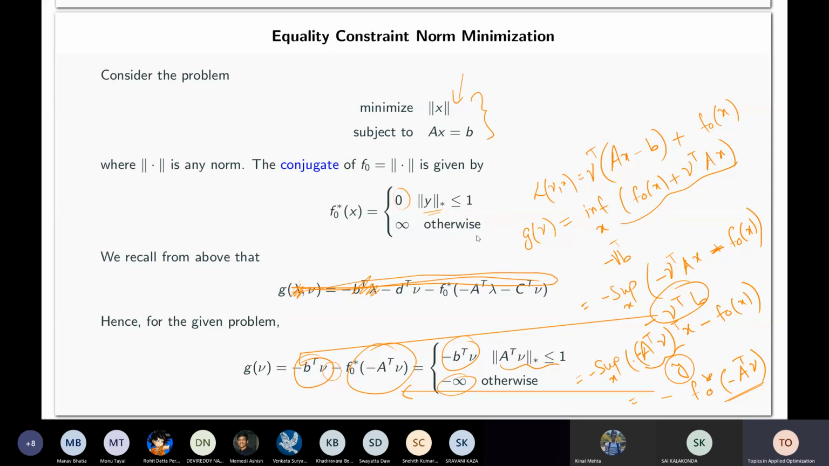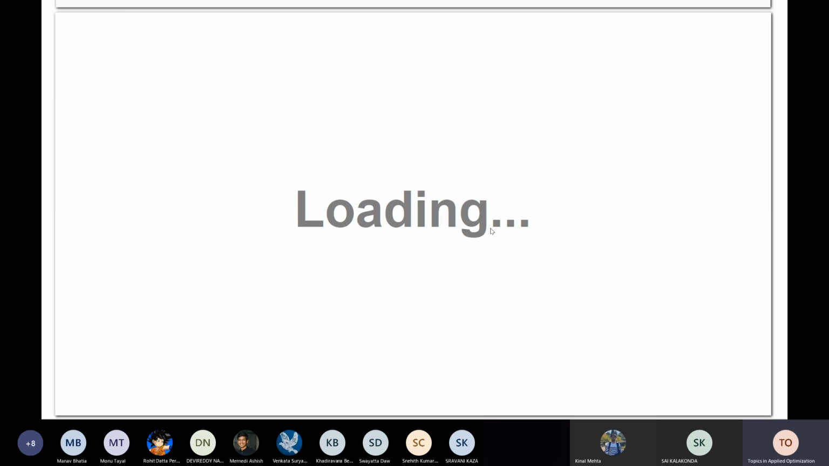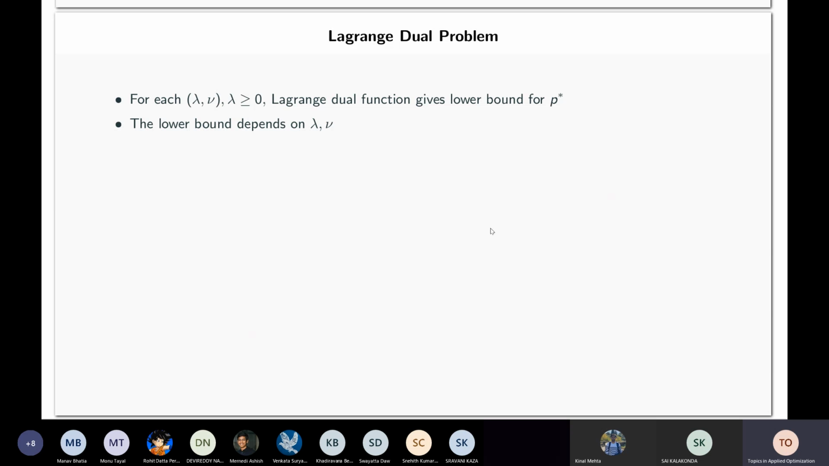Okay, so this is how the conjugates can be used. So what we learned about conjugate is an important thing that can be used in duality, and duality we know is a technique to solve constrained optimization problems like this. Okay, now we're moving ahead.